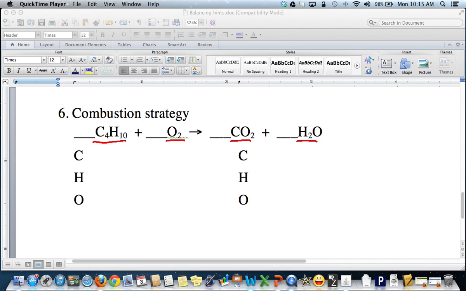So every time you see a combustion reaction, you will always get carbon dioxide and water as your products. So if you're going to predict the products, this one's easy. It's always the same. Okay? Combustion.